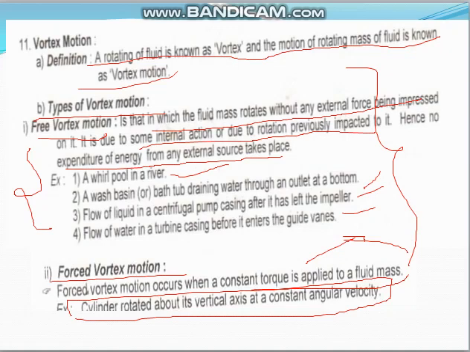Example is the cylinder rotated about its vertical axis at a constant angular velocity applied to a fluid mass. Okay.